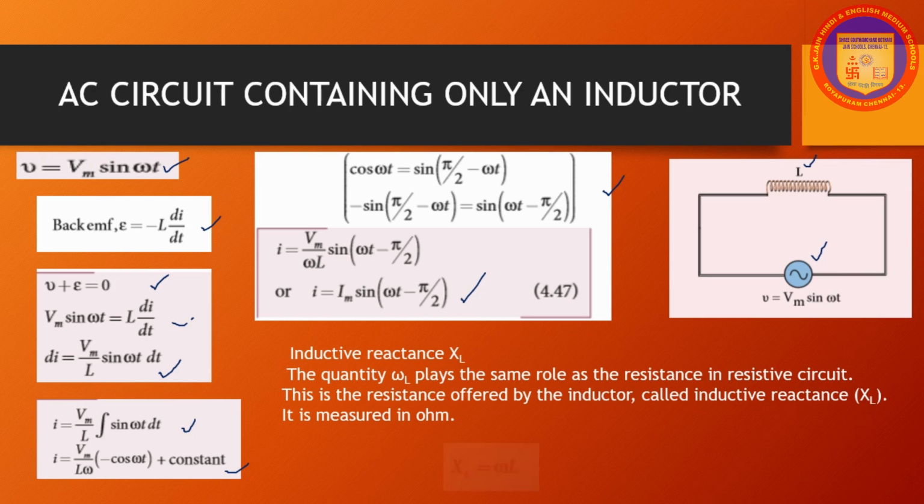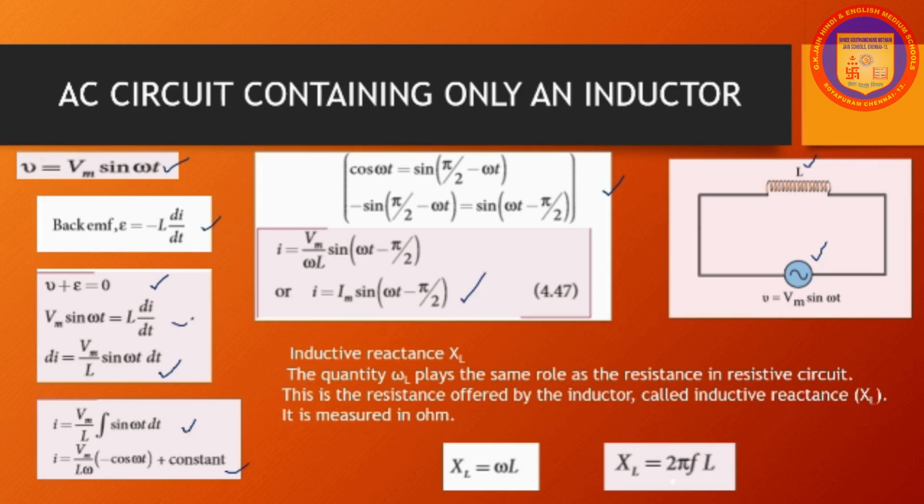So XL is equal to 2 pi F into L, where F is the frequency of the alternating current. If a steady current flows through the circuit, F is equal to 0, therefore XL is equal to 0. Thus, an ideal inductor offers no resistance to steady DC current.